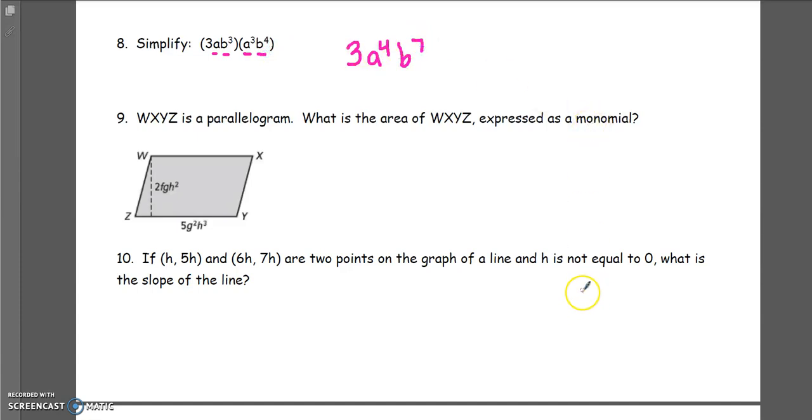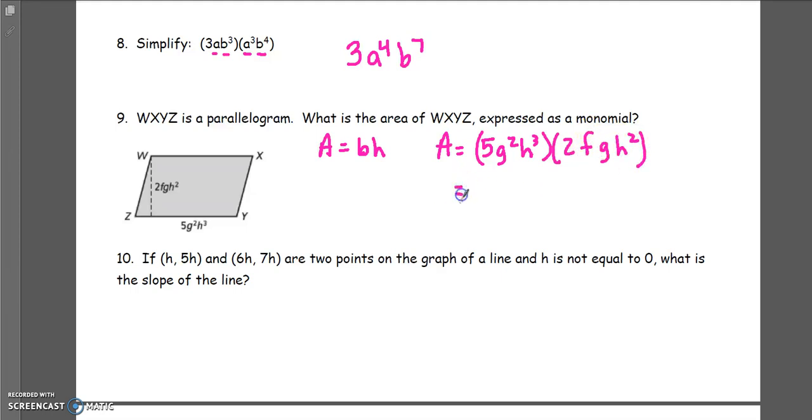Number 9 says WXYZ is a parallelogram. What is the area of WXYZ expressed as a monomial? So the area for a parallelogram is just base times height, which they've given to us. So that means I'm just going to multiply the 5g squared h cubed times the height, which is 2fgh squared. So again, multiply coefficients.